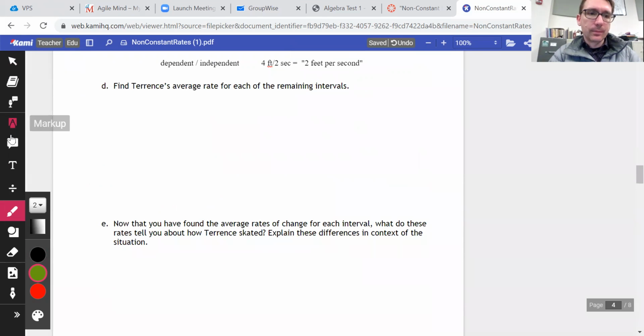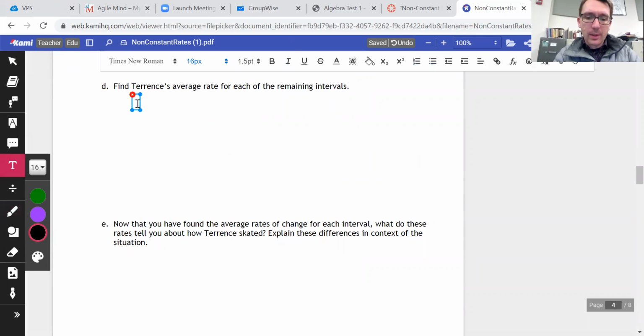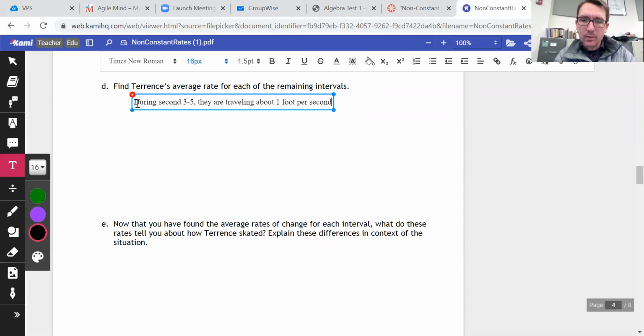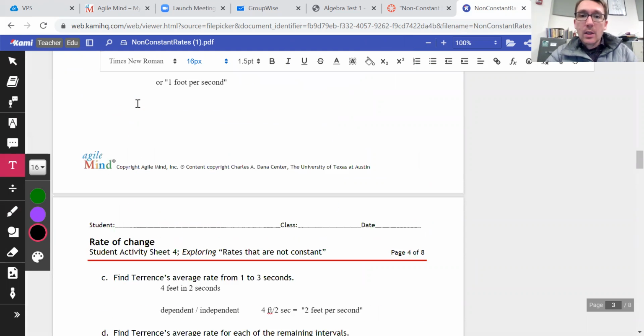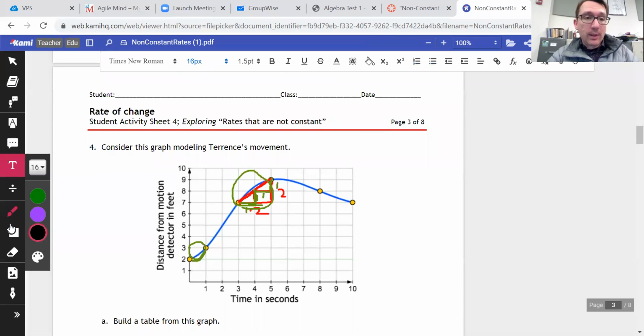During seconds 3 through 5, they are traveling about 1 foot per second. Okay, let's move on to the next one.